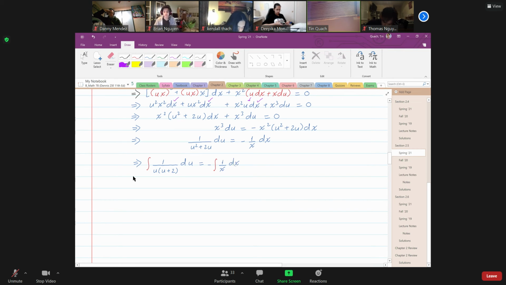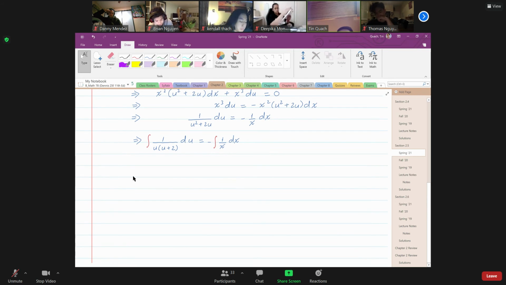So on the left-hand side, you have to integrate that by using partial fractions. Okay, so you do it however you like to get the partial fractions, but I'm going to do it mentally. Here's how I would do it. I say, well, it's going to be something plus something, right? So I want a u here and a u plus 2 here.